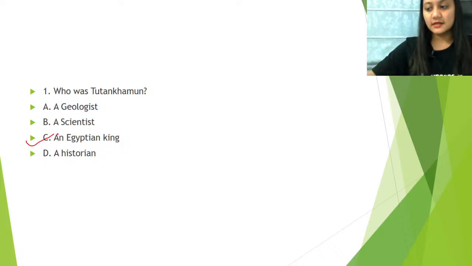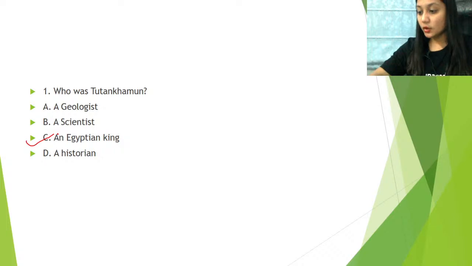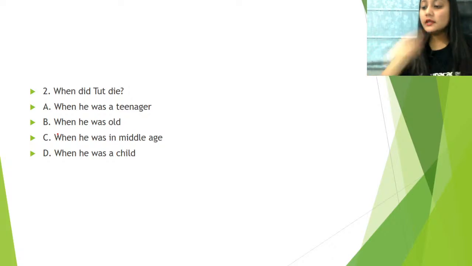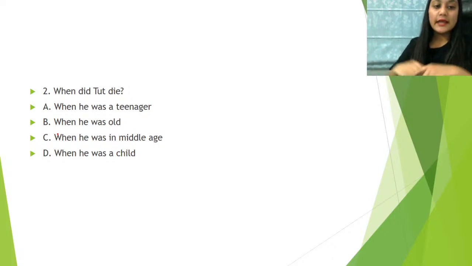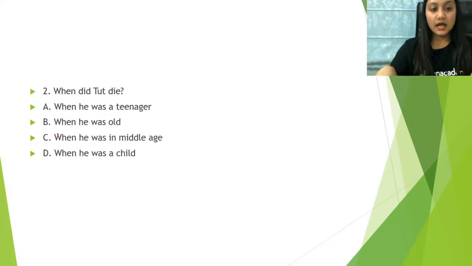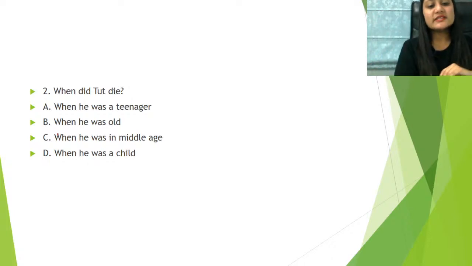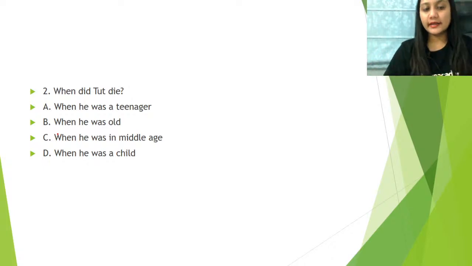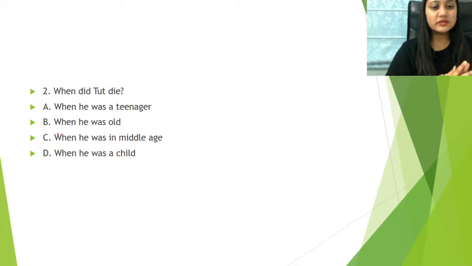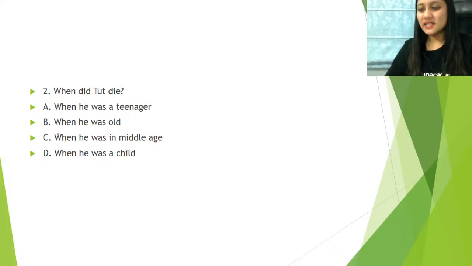Perfect, guys, perfect. Here goes the second question. Ayush is also going with 1C. That's right. Here goes the second question on your screen. When did Tut die? When he was a teenager, when he was old, when he was in middle age, or when he was a child? Come on. What do you think? At exactly what age did he lose his life?